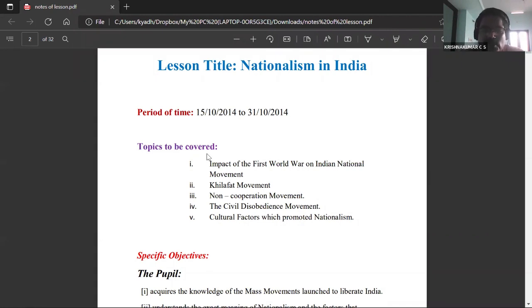Period of time you have to give. I prepared it in 2014 actually. So how many periods you need? Depending on that, the period of time can be mentioned. Okay. Then topics to be covered. Which topics you are going to cover? Impact of the First World War on Indian national movement, Khilafat movement, non-cooperation movement, civil disobedience movement, cultural factors which promoted nationalism. This is based on the CBSE curriculum.